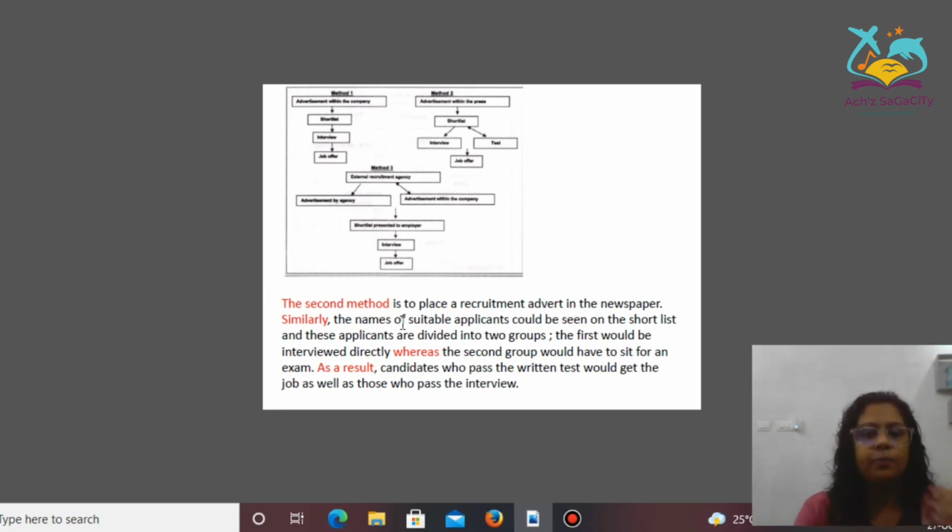The second method is to place a recruitment advert. Advert means advertisement in the newspaper. Similarly, the name of suitable applicant could be seen on the shortlist, and these applicants are divided into 2 groups. The first would be interviewed directly, whereas the second group would have to sit for an exam. As a result, candidates who pass the written test would get the job as well as those who pass the interview. So here we used the connectors like the second method, similarly, whereas, as a result, and also as well as. Okay, this one is also connected. So that's about the second body paragraph.